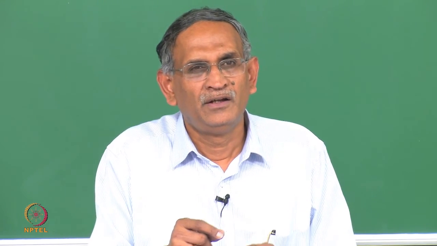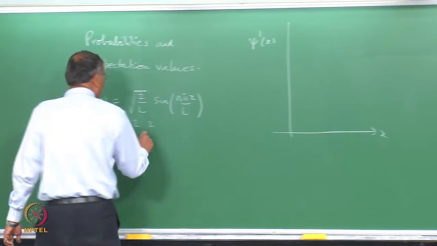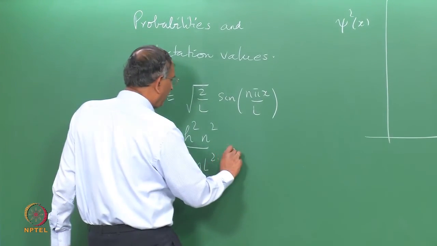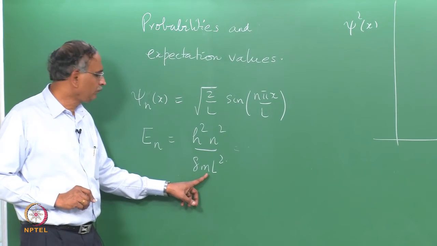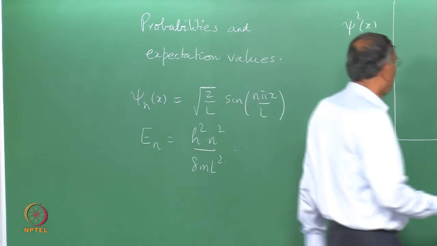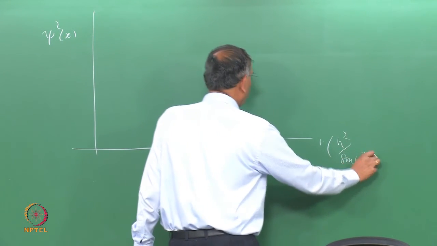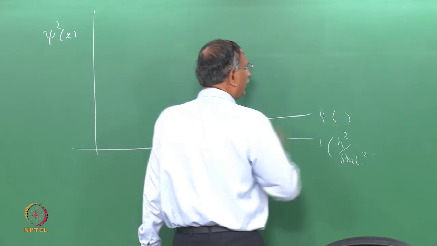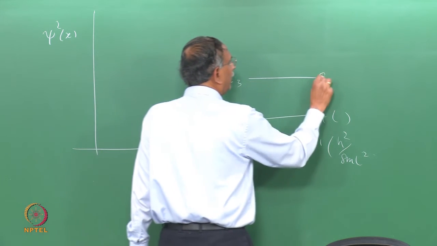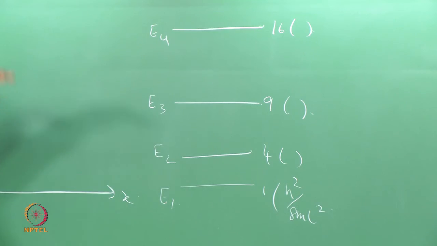Therefore, the classical idea gets closer and closer to the reality of a quantum equation when the energies of the particles become extremely large. Now, there are two conditions. In the energy expression that you have here, you remember h square and n square, the mass of the particle m and the length of the box L both determine the spread between different energies. So if you plot E1, it is 1 times h square by 8mL square. E2 is 4 times that unit. E3 is 9 times that unit. E4 is 16 times that unit.